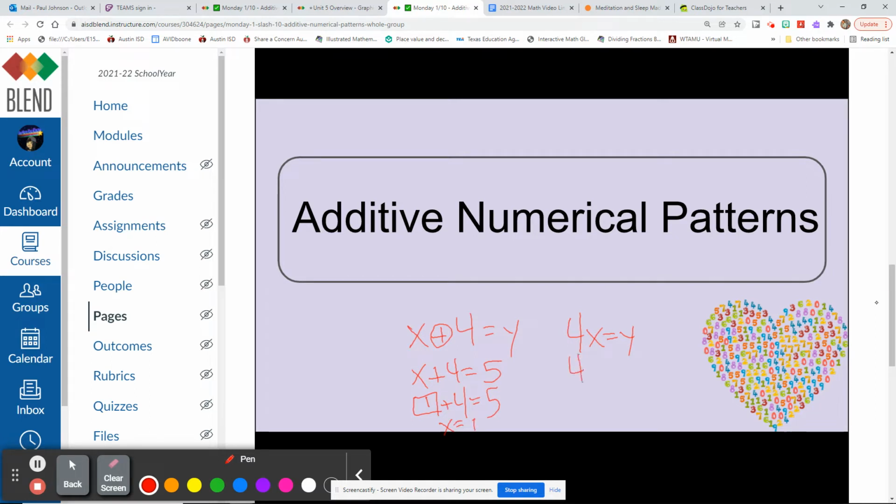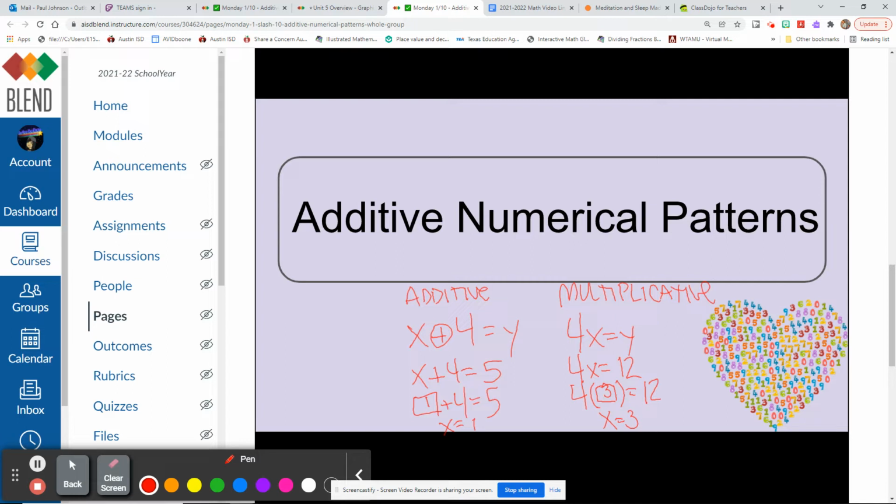Over here, let's say 4x is equal to 12. 4 times something is equal to 12. What times 4 equals 12? 3. So x is equal to 3. All right, so here is an additive property, and here is a multiplicative property. One of those big words.